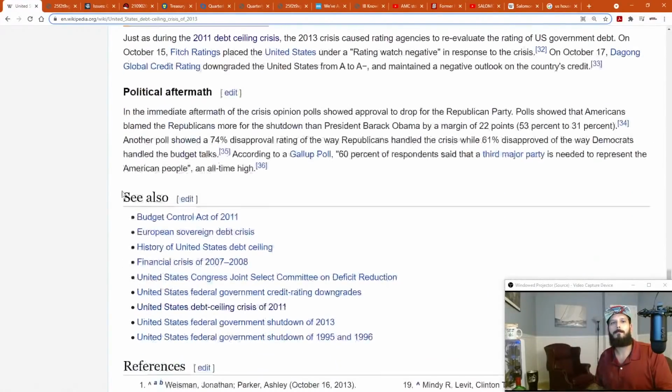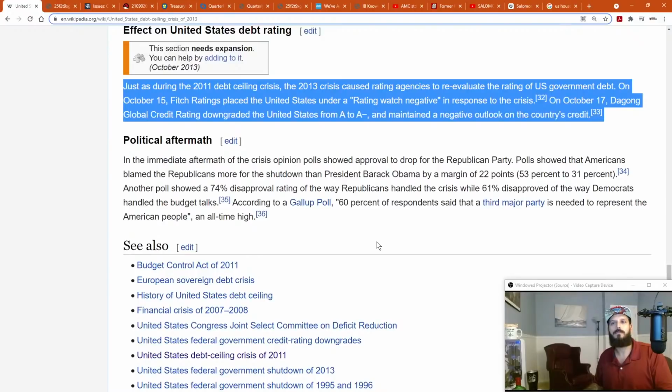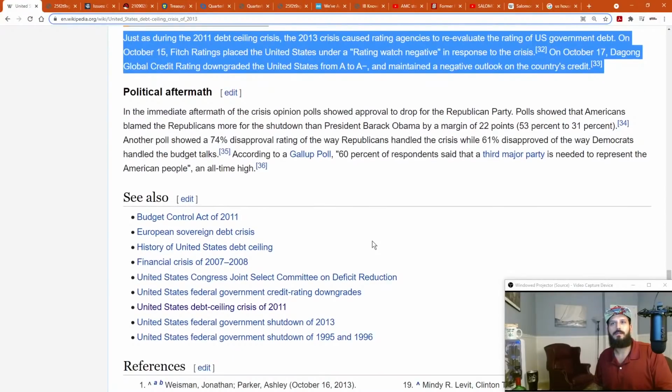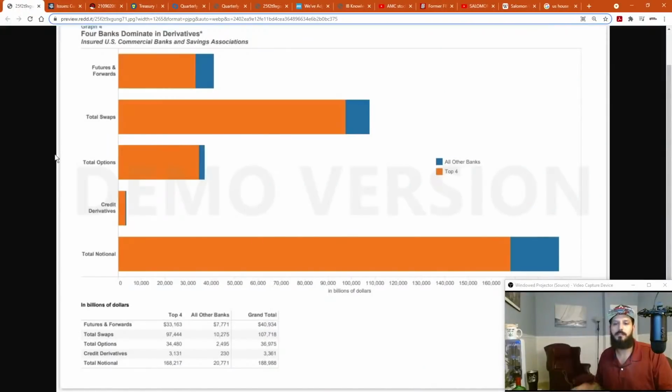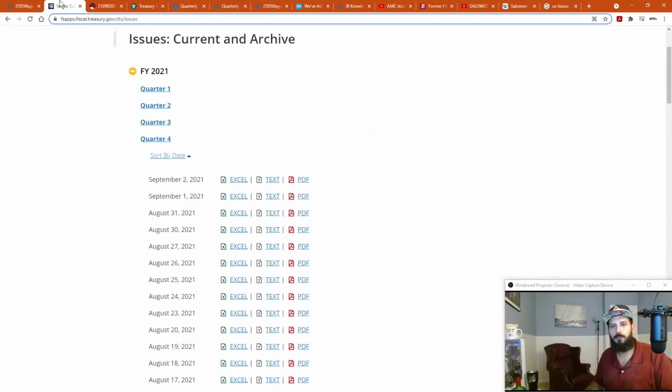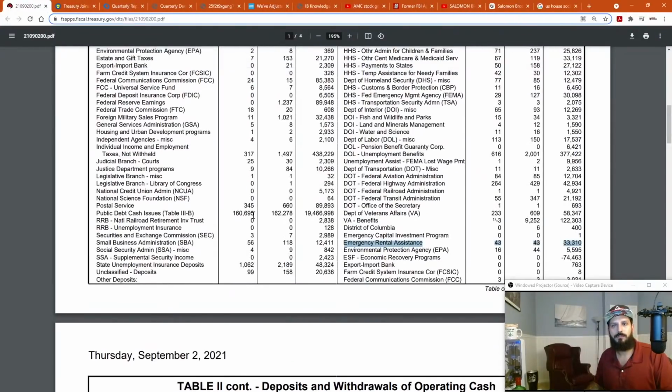Here you go. Negative outlook. A minus, and the amount of money that we lost too on the stock markets. Lost about 7% on the S&P in a matter of a day or two. 5.4% on the SPY. The Treasury's messed up.